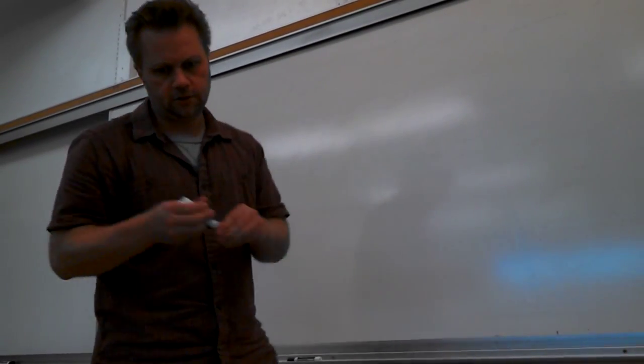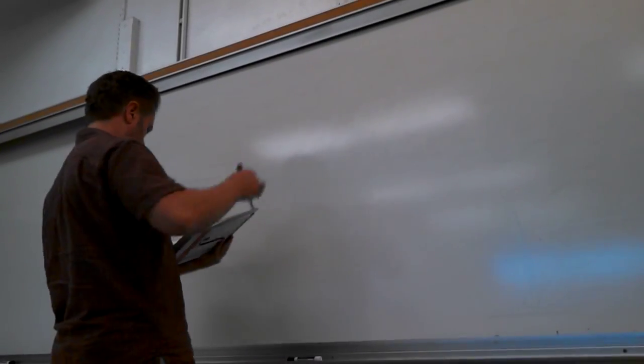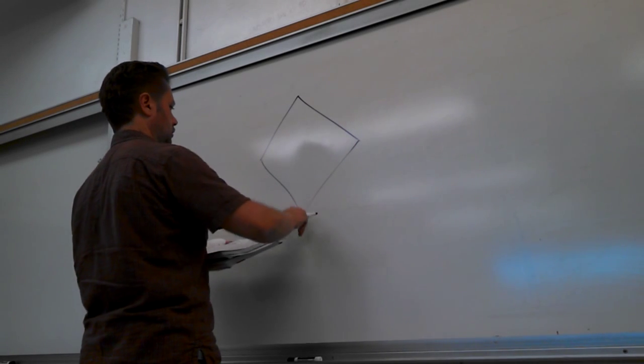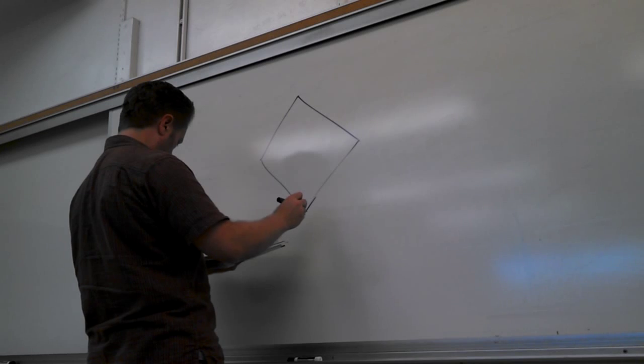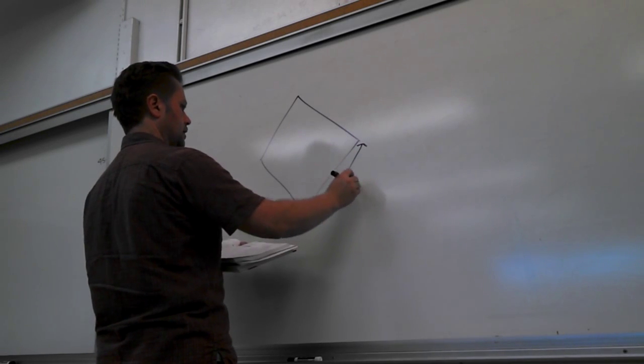Alright, this one's got a baseball diamond. Alright, that's the diamond. Good job. Throw it down. There's home plate. It's 90 feet on the side.